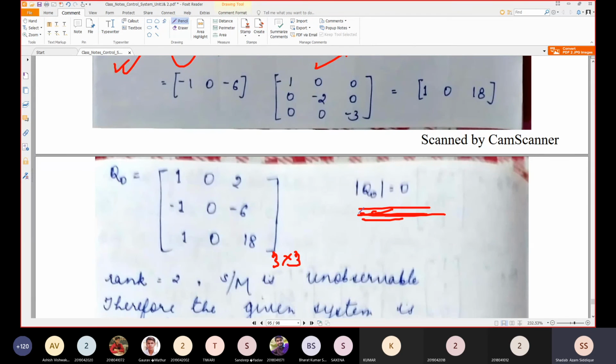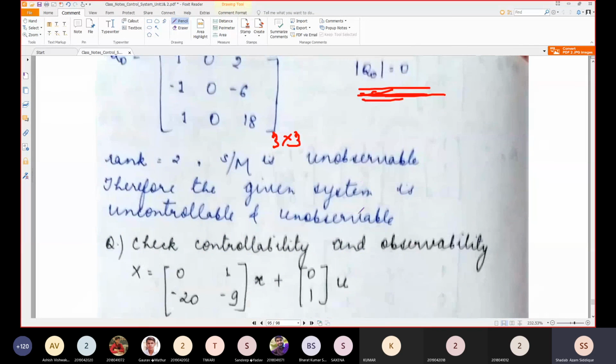Here the determinant is 0. That means rank is less than n, so the system is unobservable, and therefore the given system is uncontrollable and unobservable. Try to go for the rest of the problems, and we'll discuss in the next class.